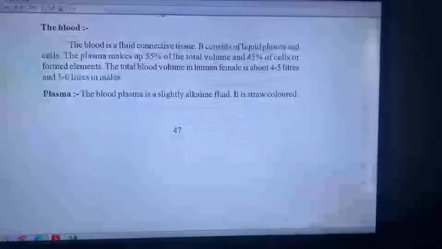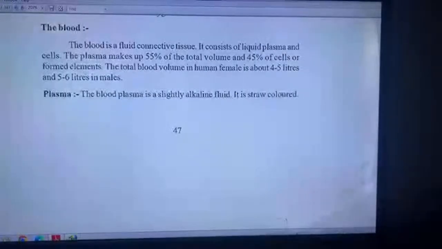The blood is a fluid connective tissue. It consists of liquid plasma and cells. The plasma makes up 55% of the total volume and 45% is cells, the formed elements. The total blood volume in a human female is about 4 to 5 liters, and 5 to 6 liters in males.